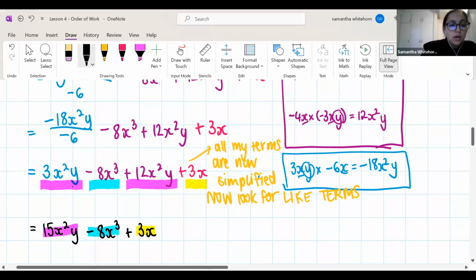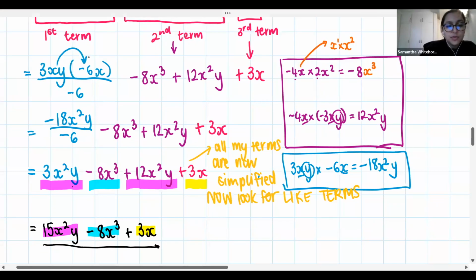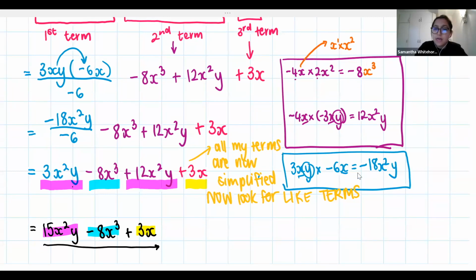There's no more like terms in this expression, so this is my final answer. I have simplified, I have looked for my like terms, I see there's no more, and that's it.